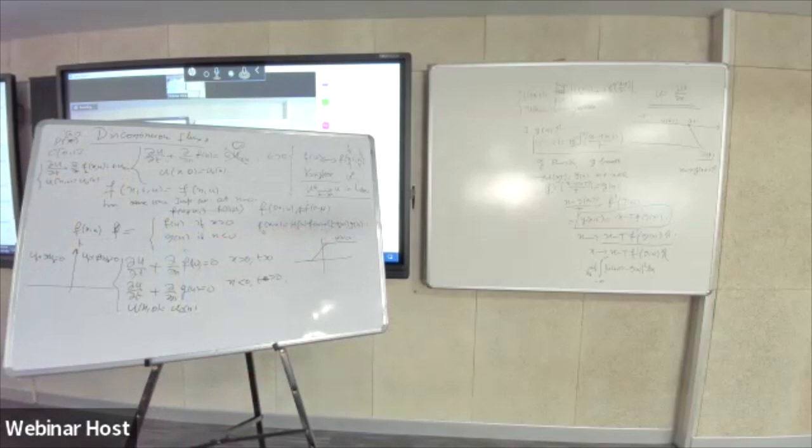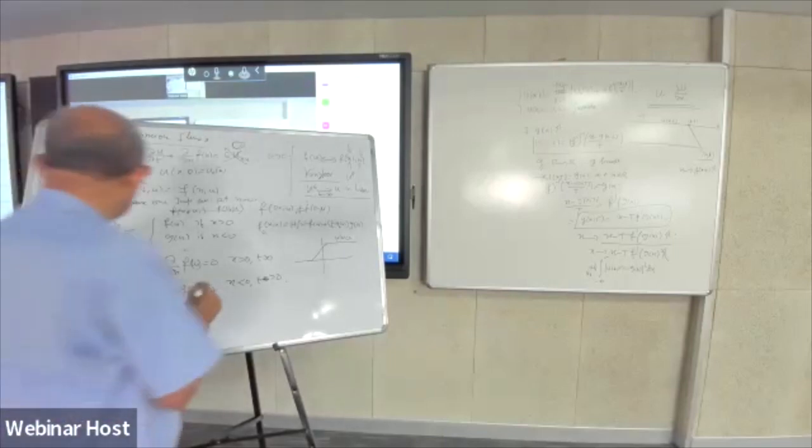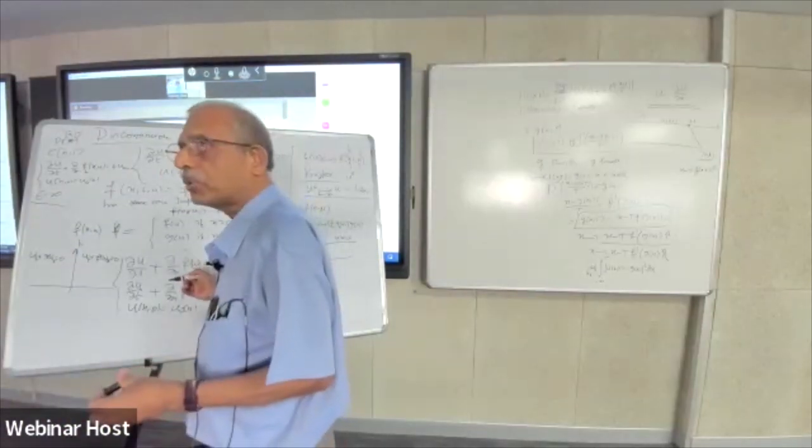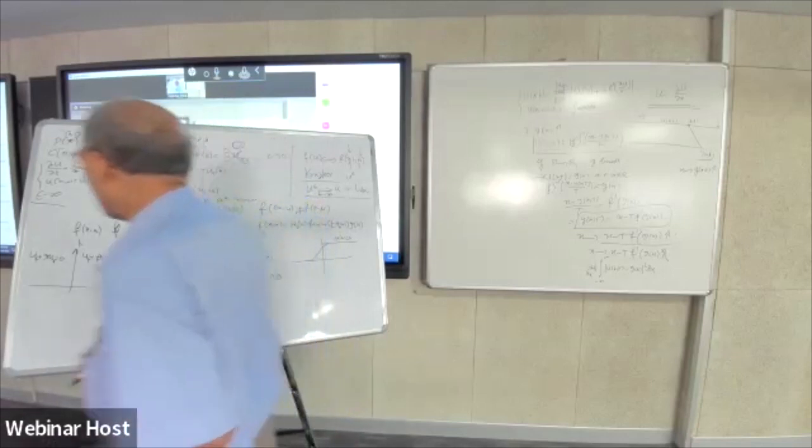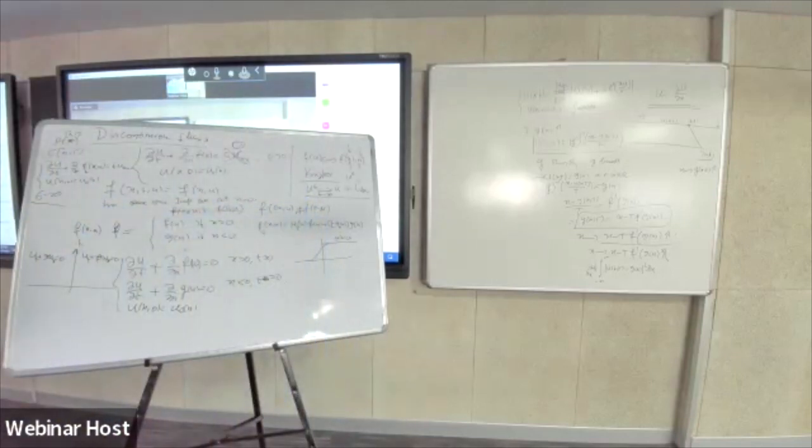Now you'd like to know what happens as epsilon tends to 0. The question is whether it converges to this solution or not. That was a question which people were asking about. No, unfortunately, it does not. I'll give an example.